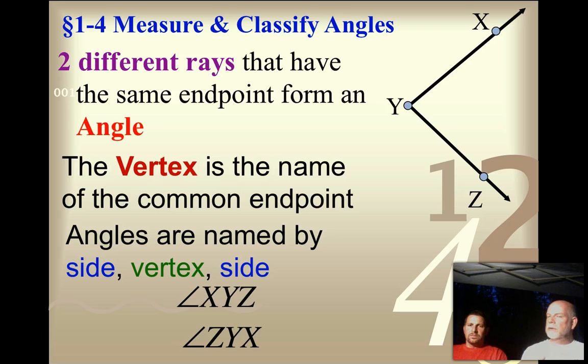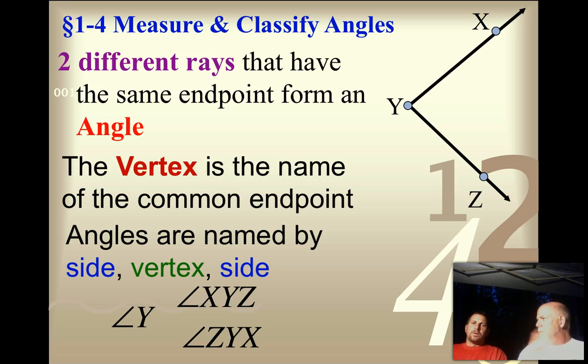When there's just one angle in the diagram, not some other ray coming out of the middle of it, then it is okay to call it just angle Y. We normally label angles with 3 letters, but when there's only one angle, we could label it with 1.